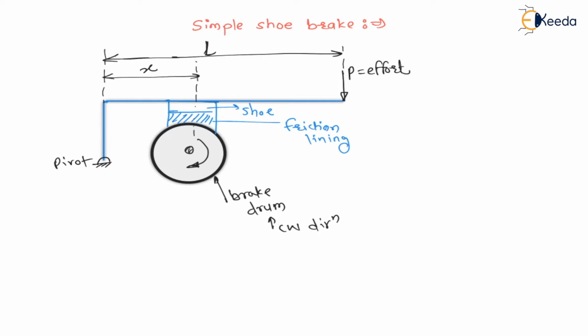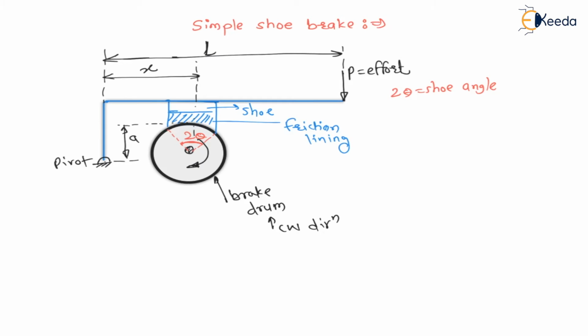right? And the distance of friction force, we are going to show normal reaction and friction force. Let us say this distance is A. Now let us say the shoe angle is the angle at the center of the drum with the shoe. This angle we are considering as 2 theta, and 2 theta is called the shoe angle, right?